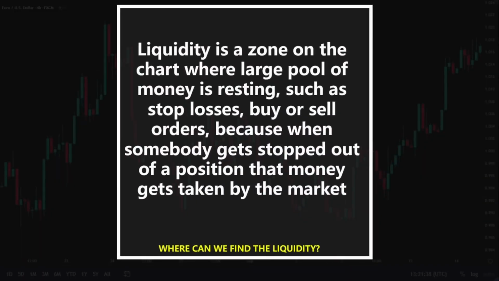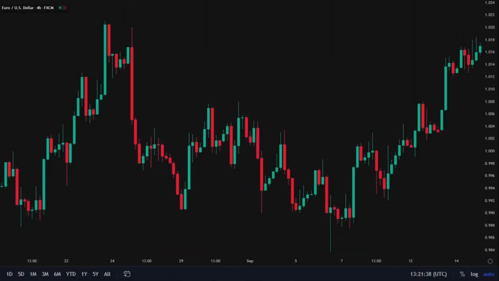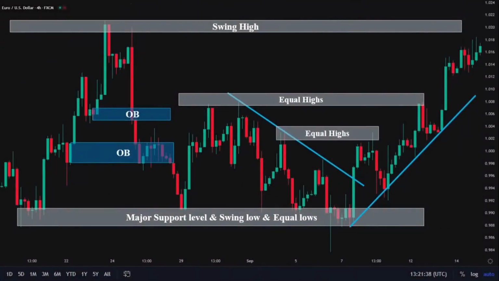Liquidity is a zone on the chart where a large pool of money is resting, such as stop losses and buy or sell orders, because when somebody gets stopped out of a position, that money gets taken by the market. So, this is a scenario designed by central banks or big financial institutions. They artificially manipulate the market and make traders believe that they know what is going on with price action, and essentially most of the time those people are wrong, and they fall into the traps and finally, they lose their capital.